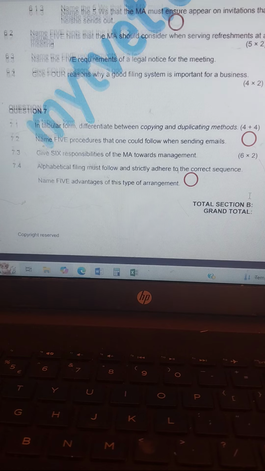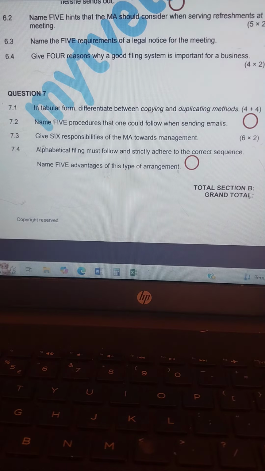Then we go to question 7. In tabular form, differentiate between copying and duplicating methods, which means you're going to draw a table. Okay, so copying method is a process when a limited number of copies are made of an original document. The second one, the process can be done by computer, camera, and photocopying machine. The third one, the point size can be reduced or enlarged.